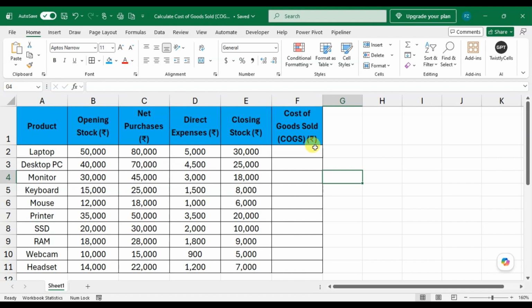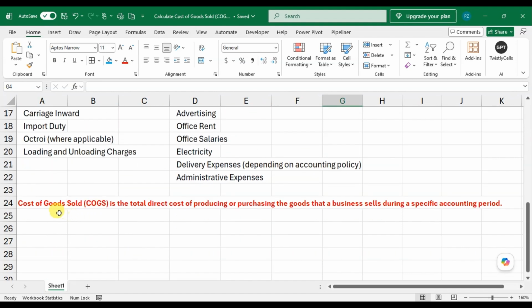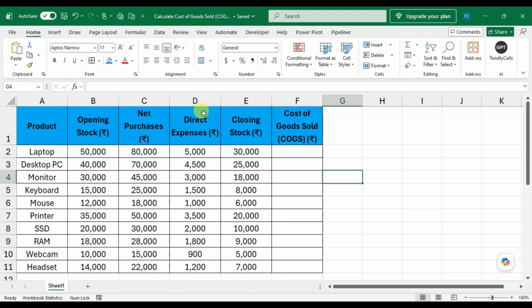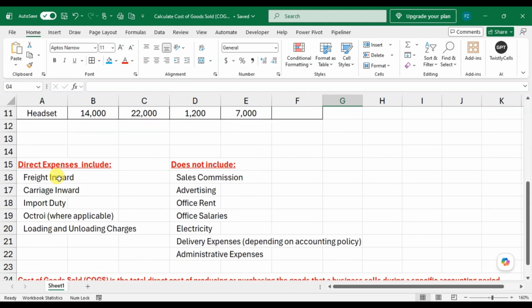So what is the cost of goods sold? Cost of goods sold is the total direct cost of producing or purchasing the goods that a business sells during a specific accounting period. Okay, and here indirect expenses are not included; this includes only direct expenses, and does not include operating expenses.